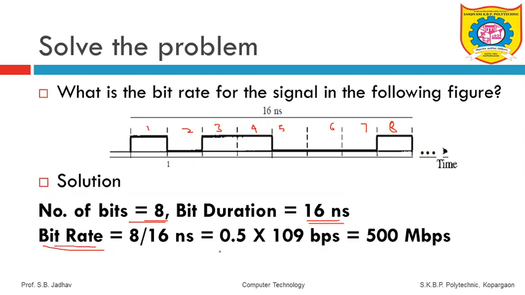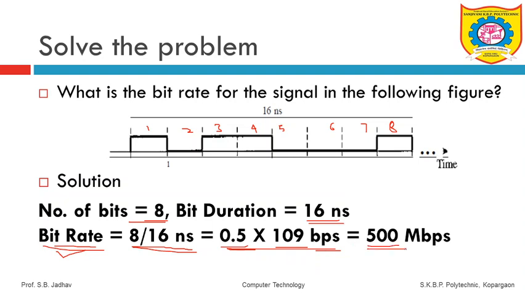As we know, bit rate is a function of the bit time, and the bit time is 16 nanoseconds. So the bit rate, the number of bits 8 divided by 16 ns, will give us the bit rate. So 8 upon 16 evaluates to 0.5 into 10 raised to 9 bits per second.